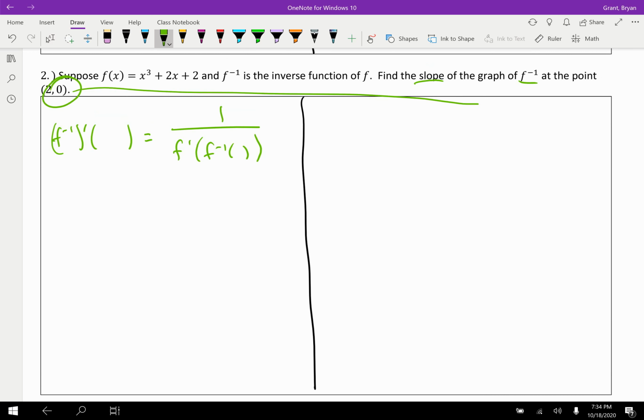Is that the point on the inverse function, or is that the point on the original function? Because if it's on the original function, then don't I want to use 0? And if it's on the inverse, don't I want to use 2? How do I know? Well, you know because you have the original function.